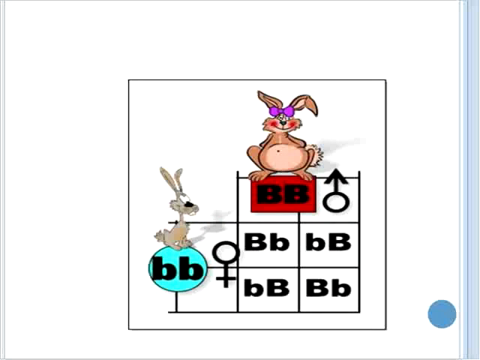The first step, we set up our cross. Because both bunnies are pure, the dumb bunny can only pass on little b's. The brainy bunny can only pass on big B's, giving us the following: 100% heterozygous in our F1. All individuals are heterozygous big B, little b. Convention is that you write the dominant letter first.